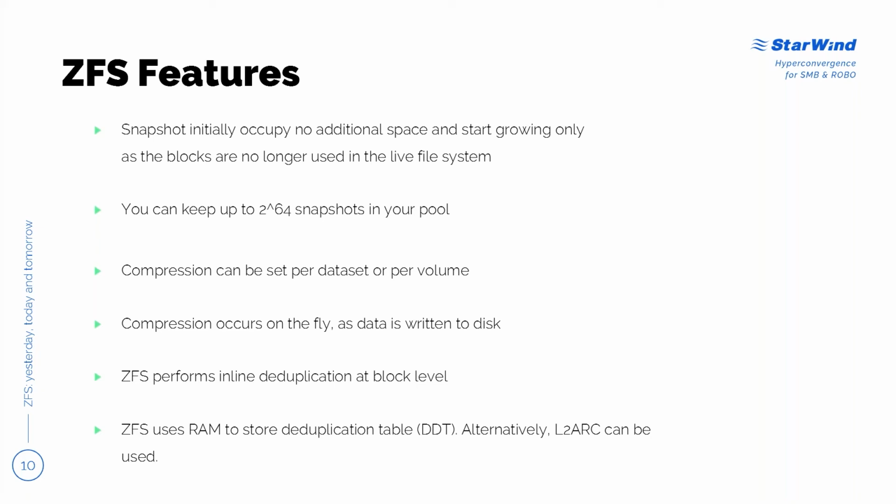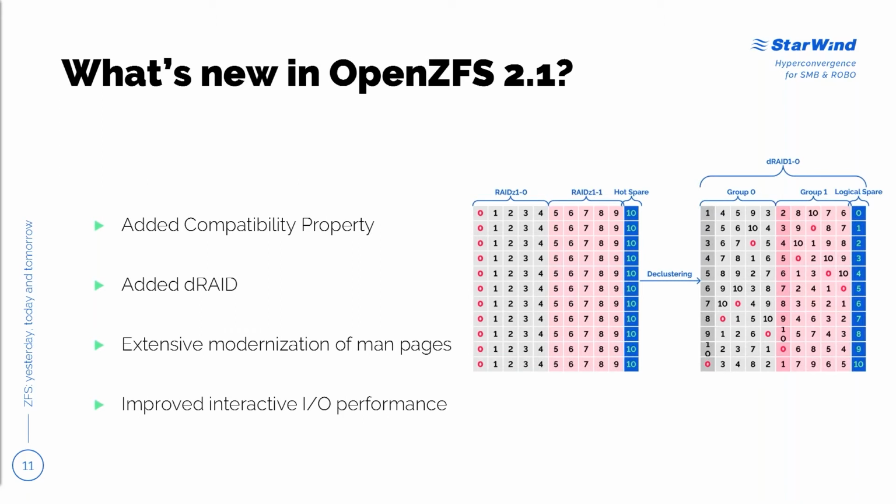Now, we all recently heard about the new OpenZFS 2.1 release. So let's take a look at what it's all about. First of all, it's compatible with FreeBSD 12.2 release and up, and Linux kernels 3.10 and up to 5.13. This release offers several general performance improvements as well as some completely new features.